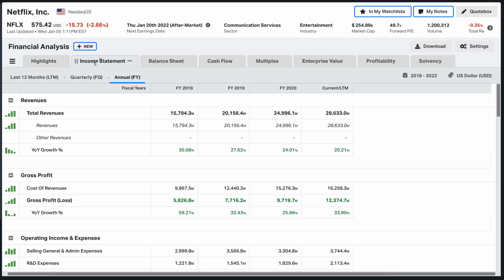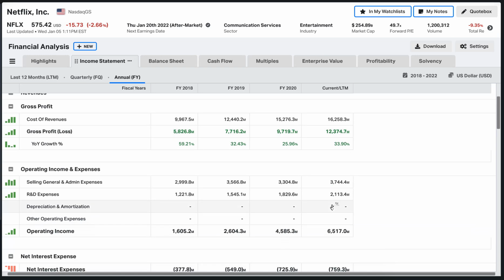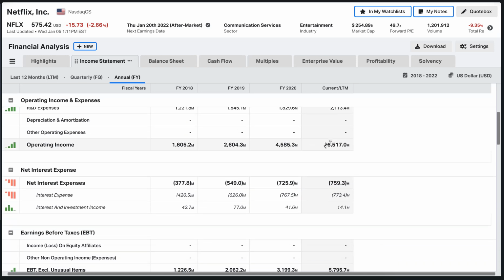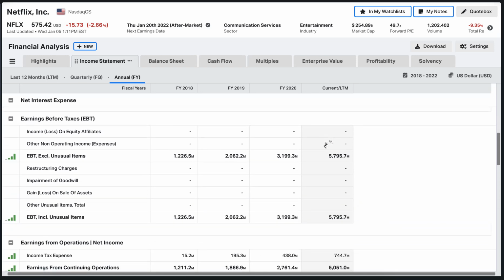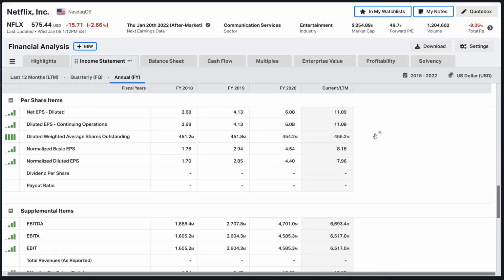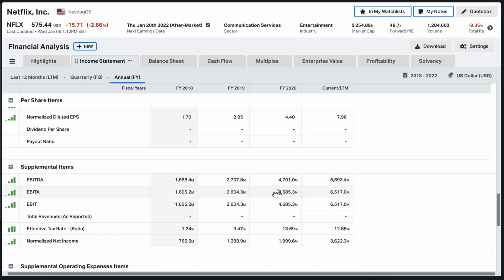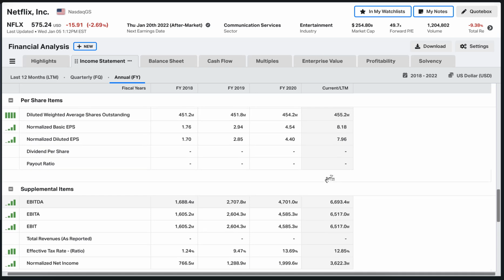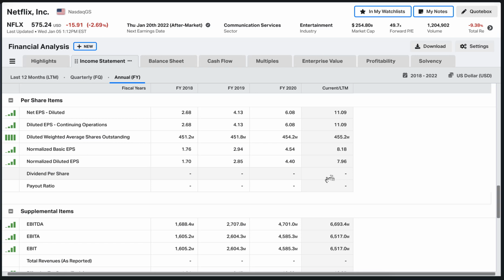Let's take a look at the income and EBITDA of Netflix. If we go to the income statement, you will notice that their net income is $5 billion, and that excludes all the expenses. But if you go down and take a look at the EBITDA, you will see it's almost 7 billion. That's a massive difference. So why is that? The main reason is the depreciation and amortization expenses.